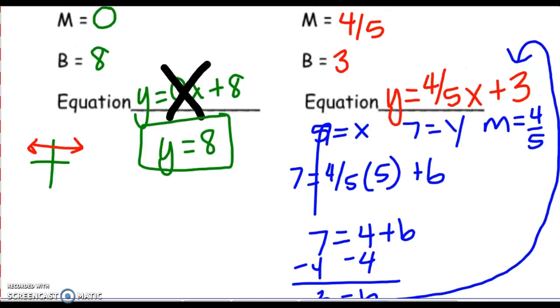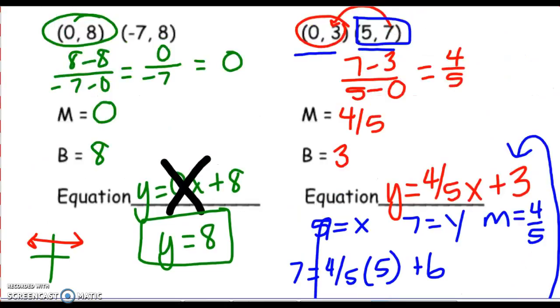but that is in case you do not have one of your ordered pairs where the x value is 0.